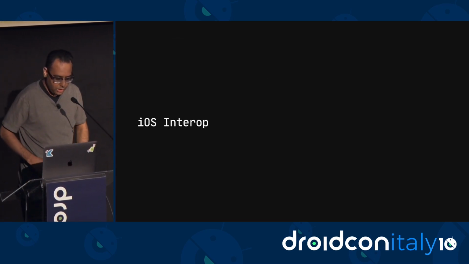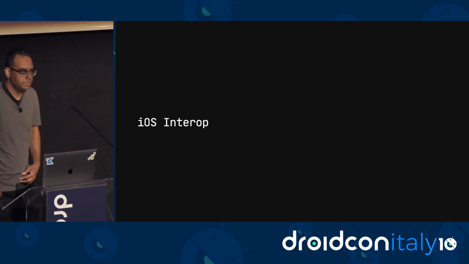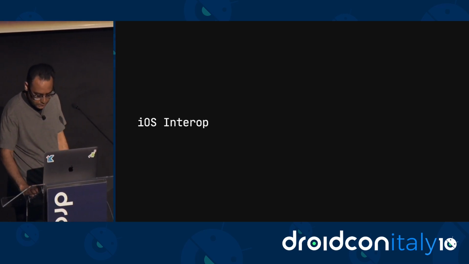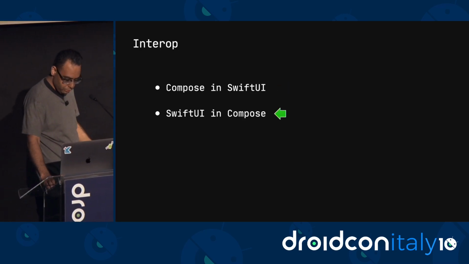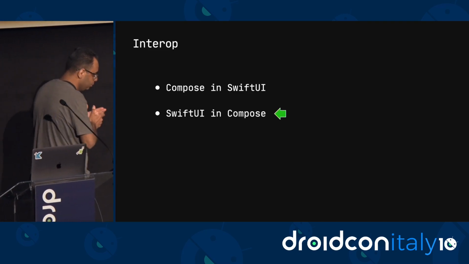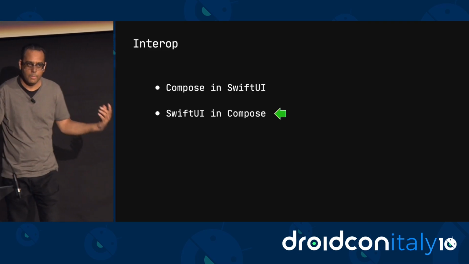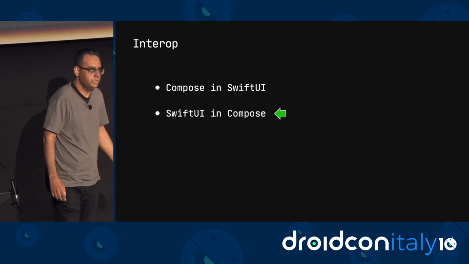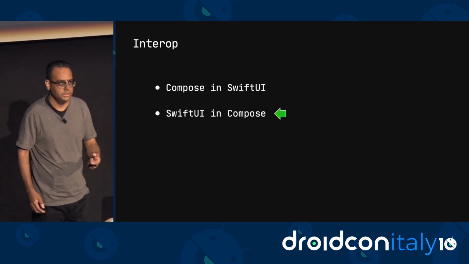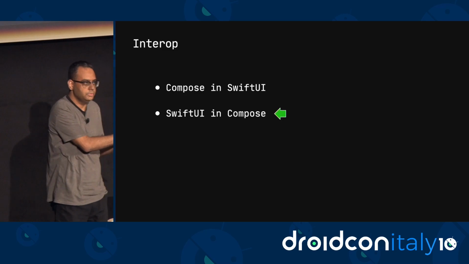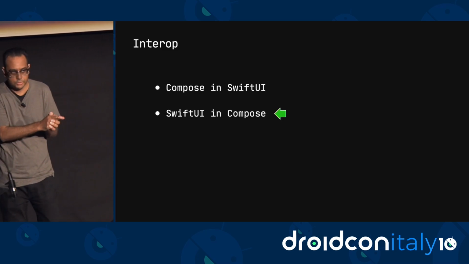The last thing I want to talk about is iOS interoperability. What I showed you is how you use a composable method inside of SwiftUI, but then how do you go backwards? How do you use SwiftUI code in a composable method? Why would you want to do that? I don't know, but it's cool.